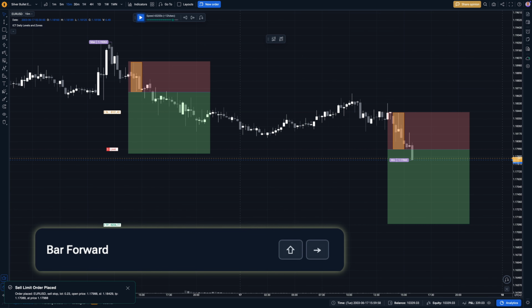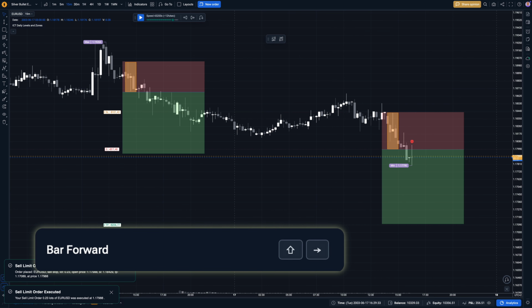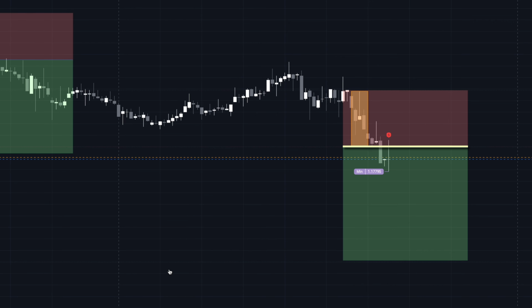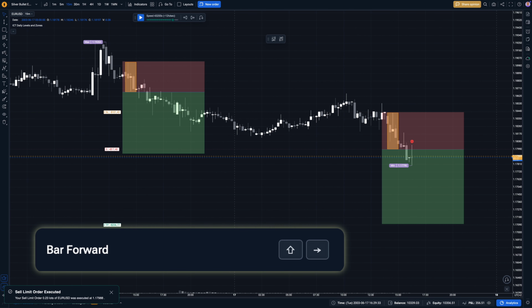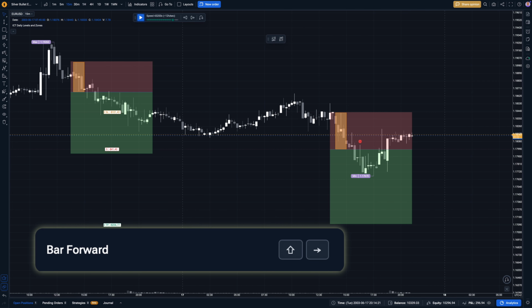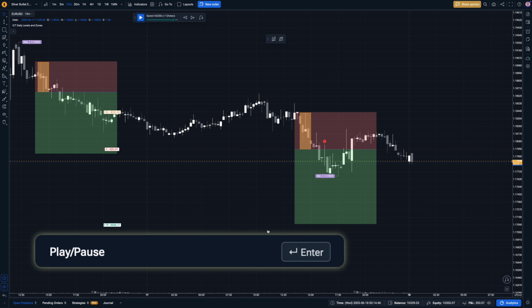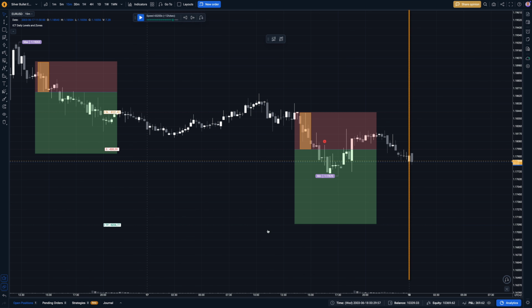Again, hold Shift and click the right arrow for candlestick progression. As you can see, our limit order got filled. Let's see where this trade takes us. Use the same method. Hold Shift plus click the right arrow, or if you want the price action to roll continuously, just hit Enter. You can adjust the speed with the slider. This trade didn't go anywhere since we reached the daily close, so we'll close the position and move to the next one.